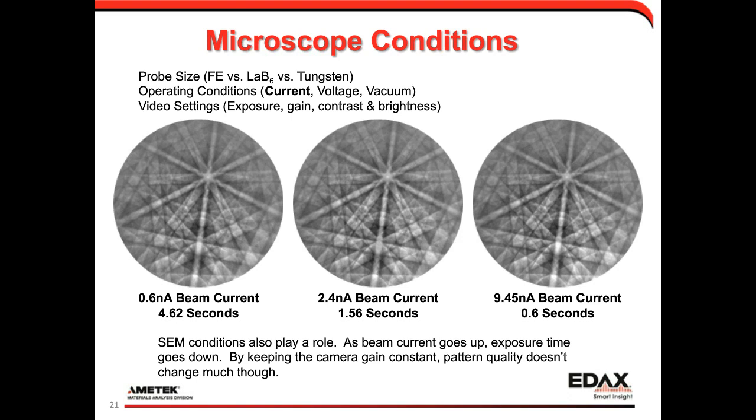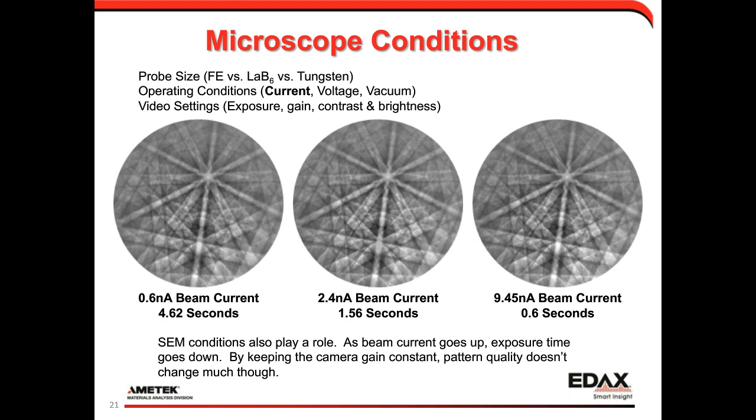This is kind of overkill. I wouldn't usually collect a pattern in 4.5 seconds. On the right, we can see that I've taken my beam current up by an order of magnitude, and my time has dropped to 0.6. Again, this is a very strong pattern. I can start playing again with my gain and my binning to weaken that pattern quality, giving myself more wiggle room to increase my camera speed.